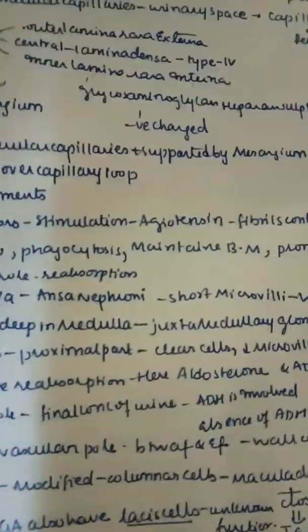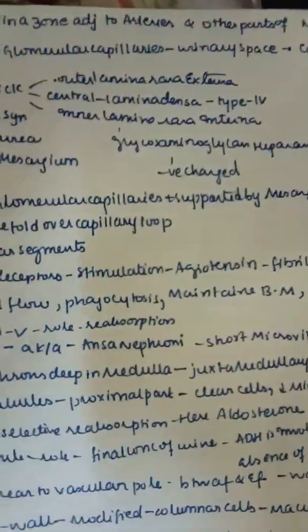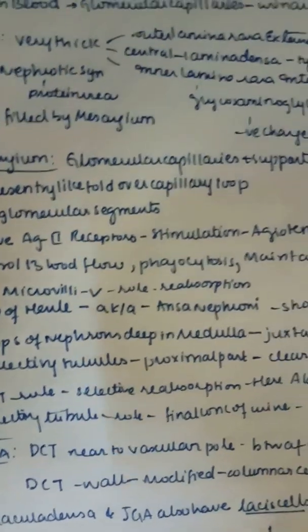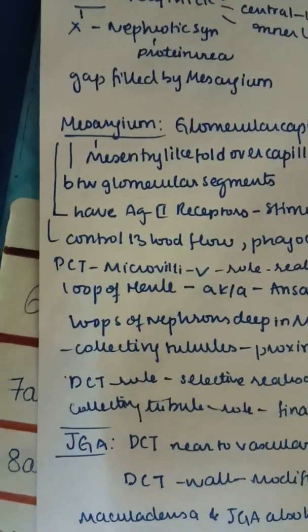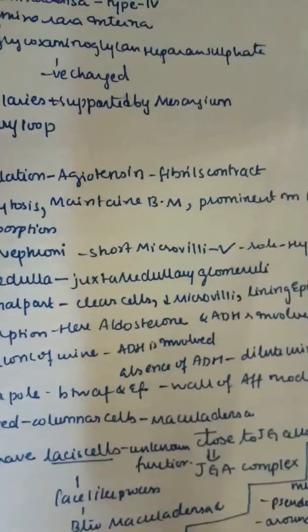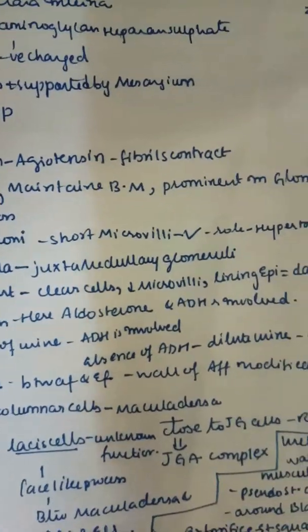The glomerular capillaries are mainly supported by the mesangium. The mesangium is a mesentery-like fold over the capillary loop. It is mainly between the glomerular segments. They have angiotensin 2 receptors which, when stimulated, make the fibrils contract. So it is also useful for control of blood flow, phagocytosis, and maintenance of the basement membrane, and it is prominent in glomerulonephritis, mainly in the disease.